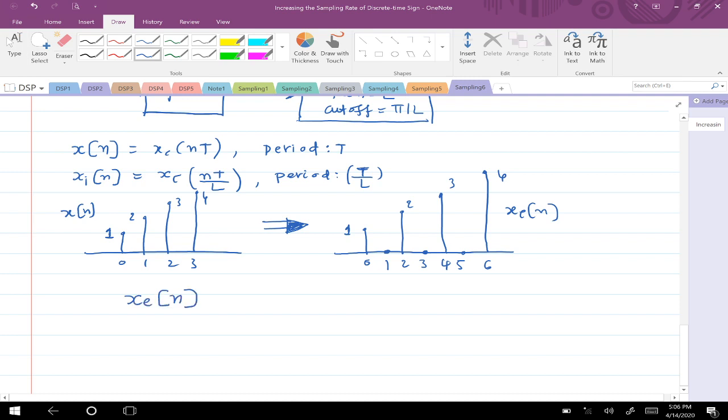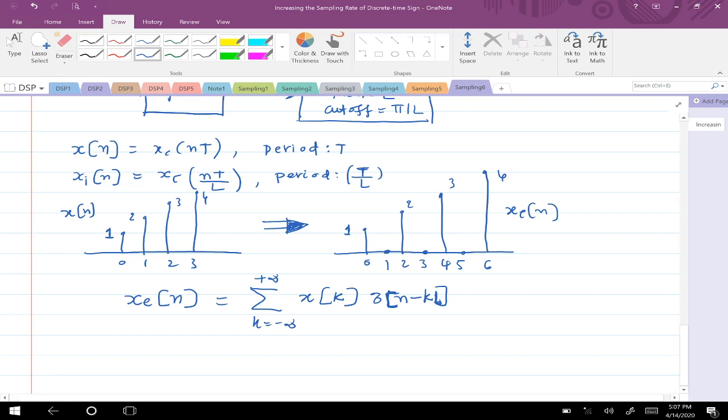Your x_e of n would be equivalent to the sum, k varying from minus infinity to plus infinity, of x of k multiplied with delta of n minus kL. Make a note here, this delta is a discrete time impulse, not the continuous time impulse. Does that make sense to you? So the question is this, if I tell you that I am sampling at T by L, take a look at here.